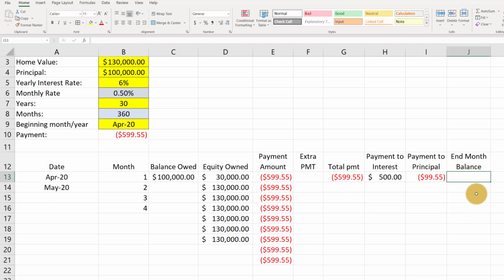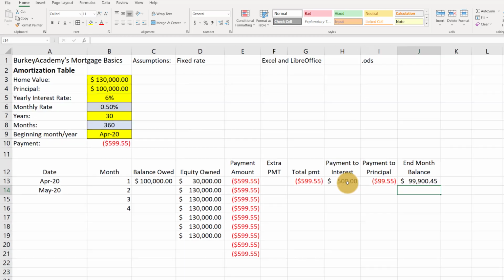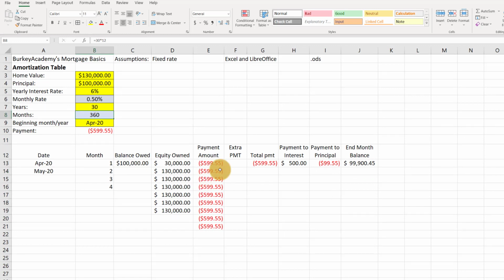And then at the end of the month, we're going to owe equals what we owed at the beginning plus this negative $99.55, right? Drag that a little bigger. So now we owe $99,900.45. Now we've done all the hard parts. Now we just want to drag these formulas down to fill in for 360 months. And if we've done everything right in 360 months, we should see that our end of month balance is 0. So let's start dragging these down.